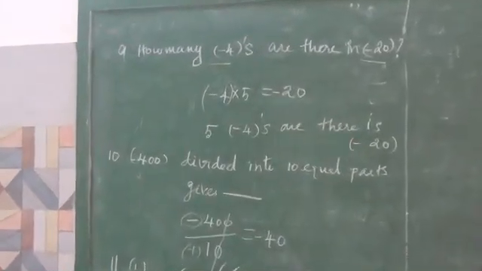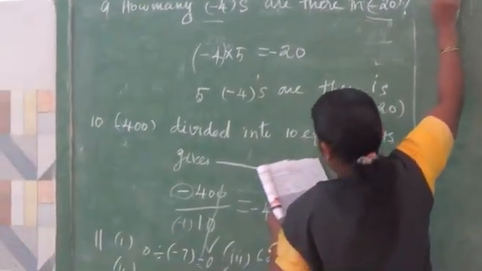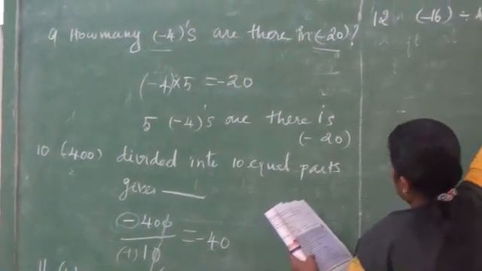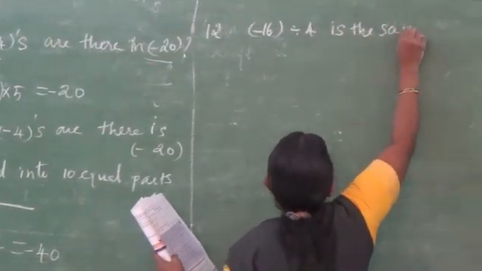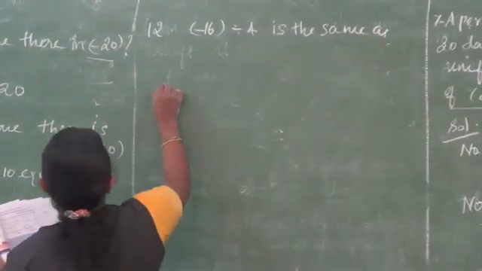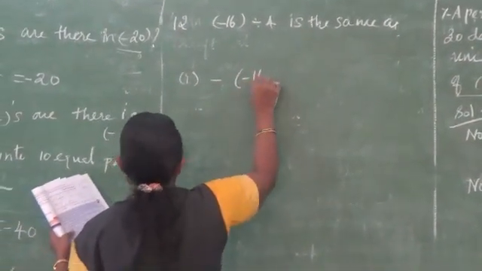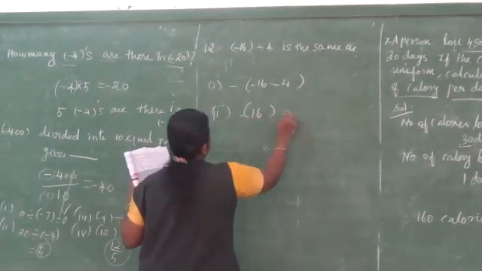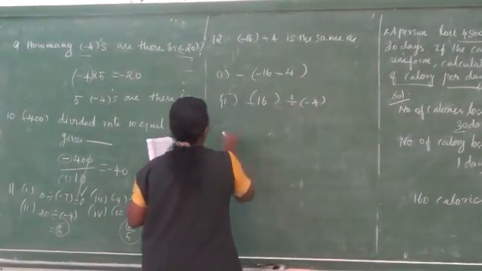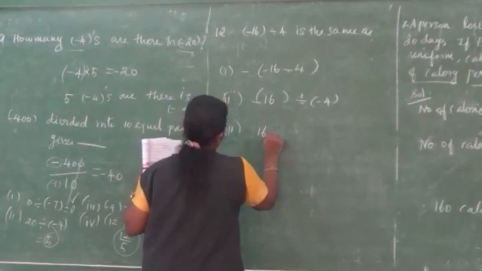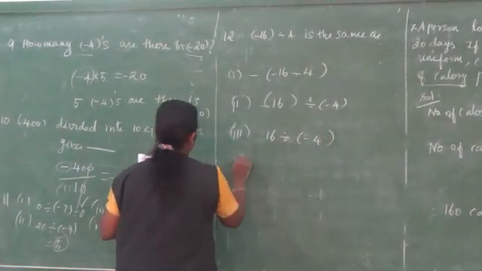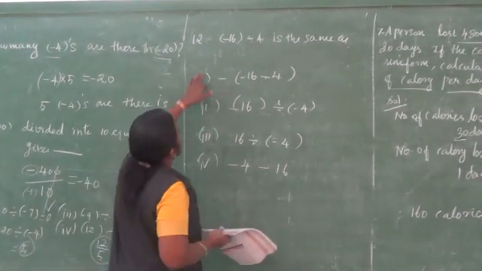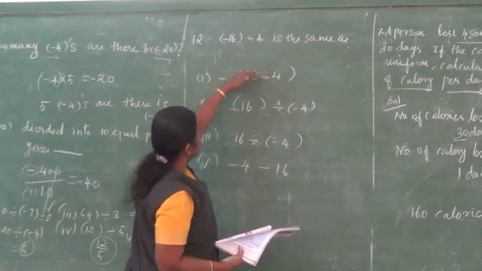Come to the 12th problem. Minus 16 divided by 4 is the same as, the first option is minus of minus 16 divided by 4. The second option is minus 16 divided by minus 4. The third option is 16 divided by minus 4. The fourth option is minus 4 divided by 16. They are asking, minus 16 divided by 4 is the same as which option?